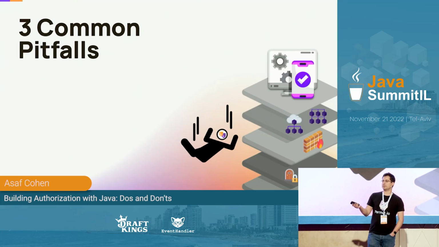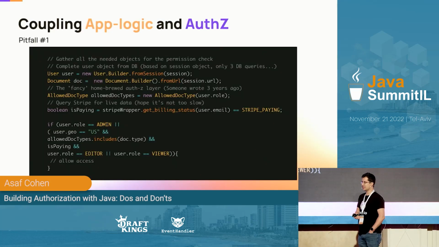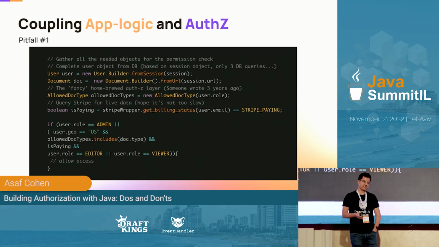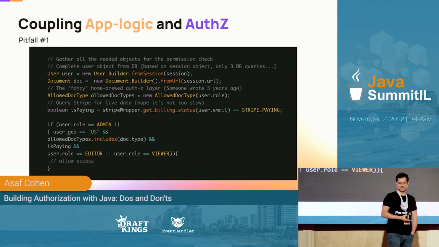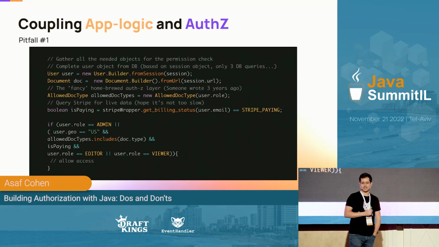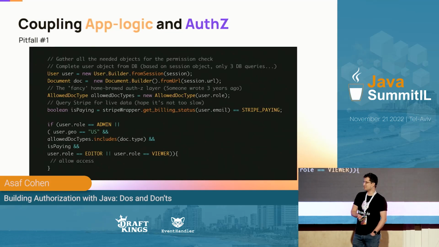So let's talk about the common pitfalls first, and then we'll talk about the best practices. The first pitfall is coupling application logic and authorization logic. So this is a piece of code that checks certain permission within an application. This is authorization logic ingrained into an application. First we discussed it doesn't work because of drift, right? But also, can anyone even read this and understand what I'm trying to check?